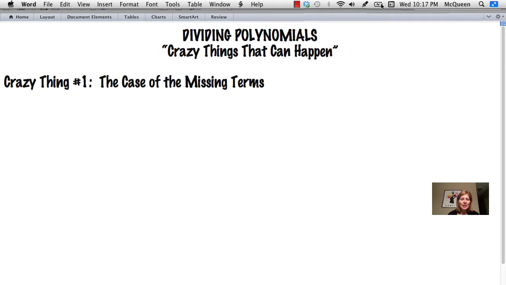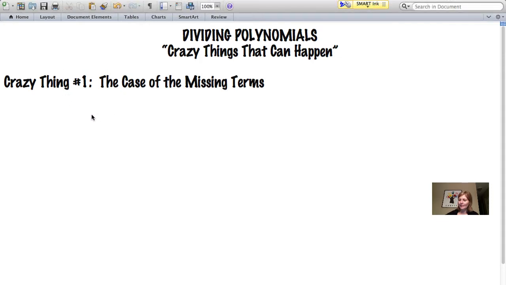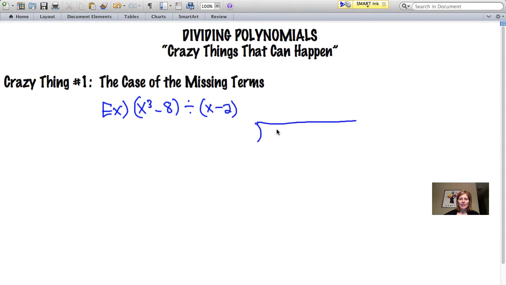The first thing is crazy thing number one, and it's called the case of the missing terms. So I'm going to give you an example. Let's say we needed to divide x cubed minus 8, and we're going to divide that all by the factor of x minus 2. So let's set that up into long division form. I've got x cubed minus 8 in here, and I've got x minus 2 going here.